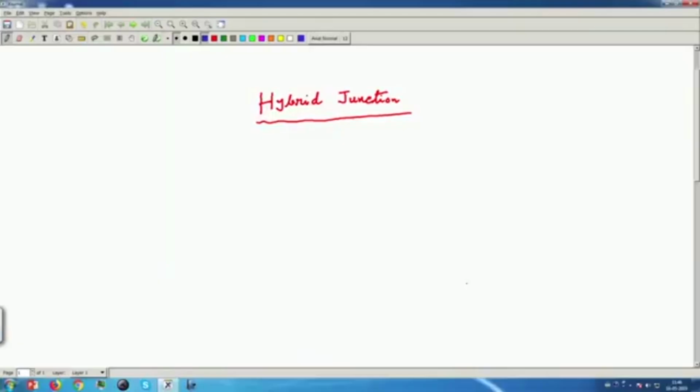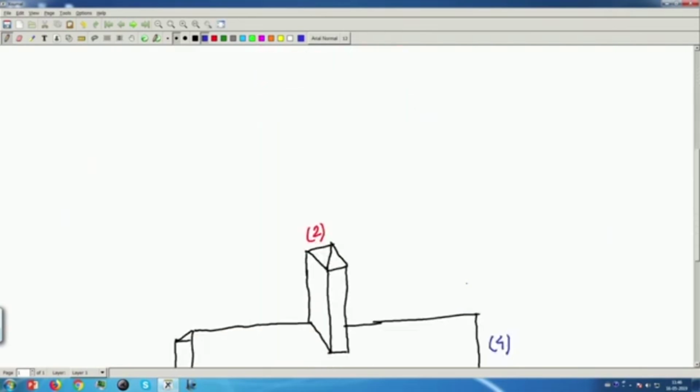Now, the relative phase between the 2 inputs depends on the particular type of hybrid. It is either 0 degree or 90 degree. So, now we will see some examples of this. The first that we will see is called a magic T.